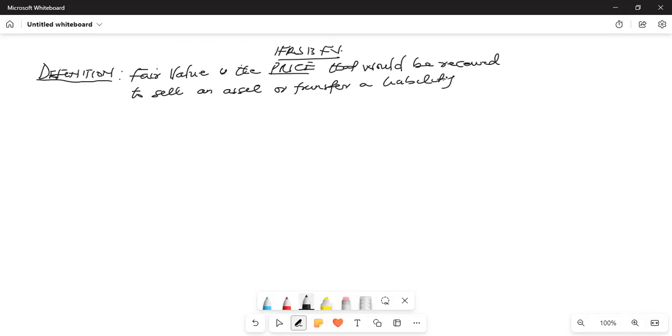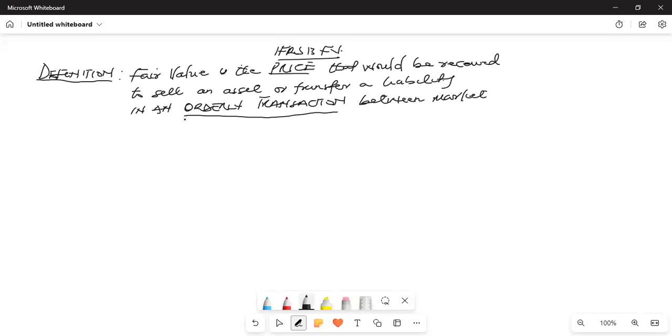And watch this. These are the key terminologies. In an orderly transaction. Orderly transaction, and that is a very key thing. So let me underline that. Orderly transaction, between two market participants. Between market participants. It can be more than two. Market participants.